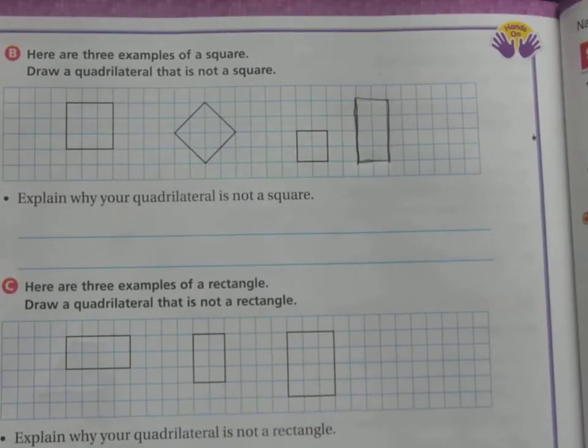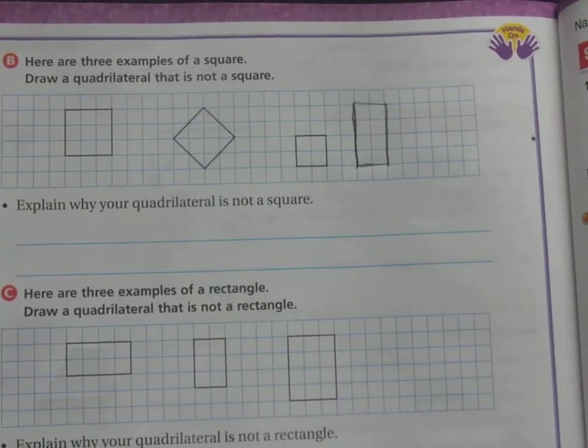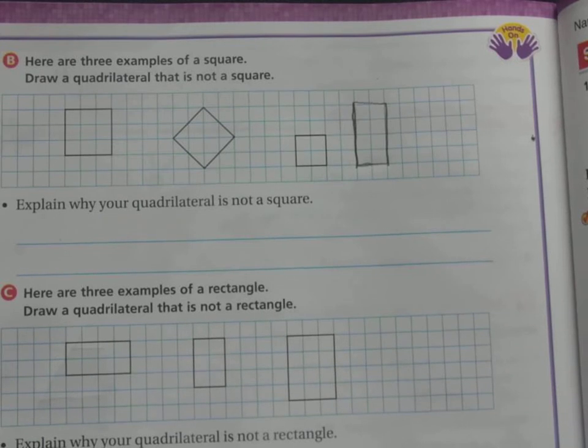Tell me, why is that shape not a square? Think it in your head. Say it out loud. Say it to your dog. Say it to your cat. All right. Or why is this quadrilateral not a square?